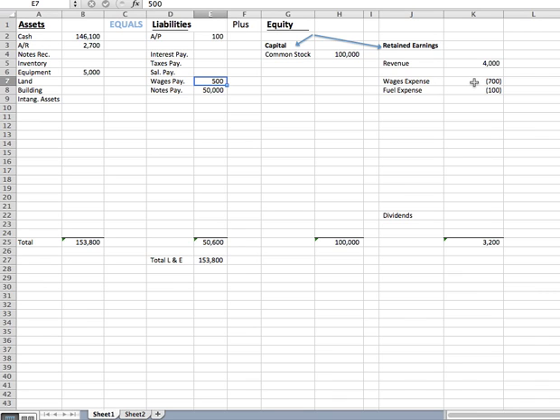Lastly, let's assume that this company now declares and pays a cash dividend. So what does that mean? That means it's going to decrease cash by $800, and it's going to decrease retained earnings in the form of dividends by $800. Total assets equals total liability plus equity. This ends our preliminary discussion on transactions running through the accounting equation.